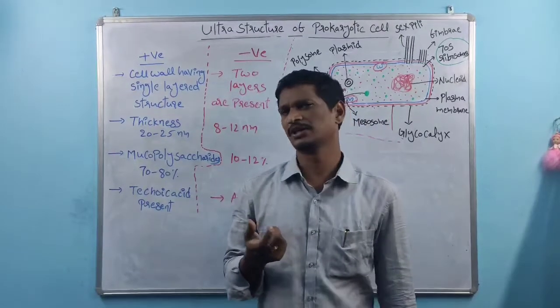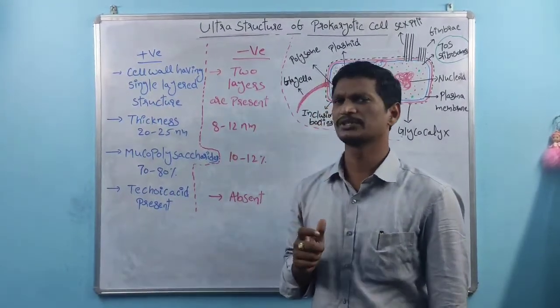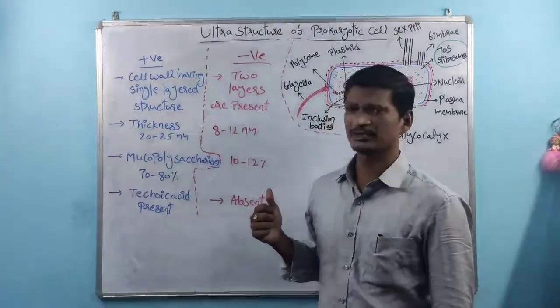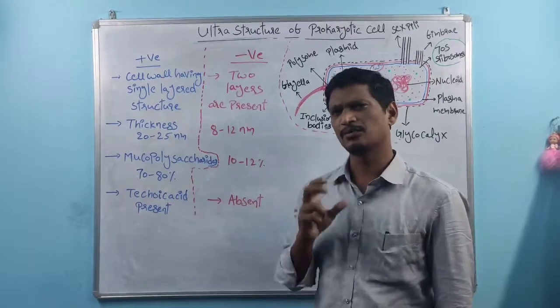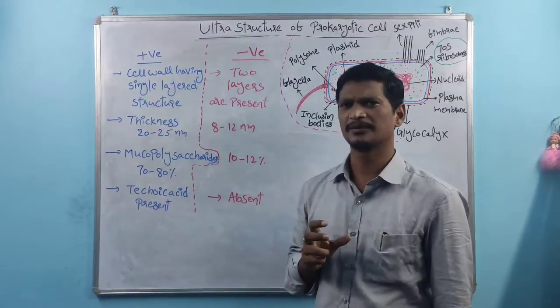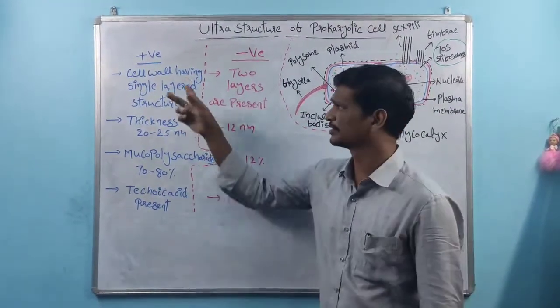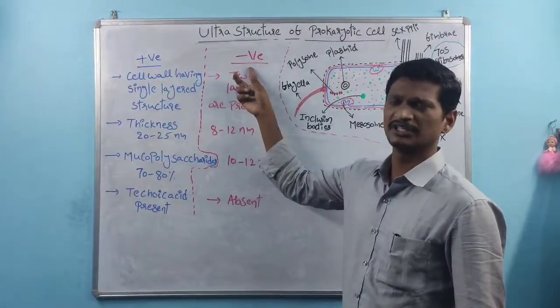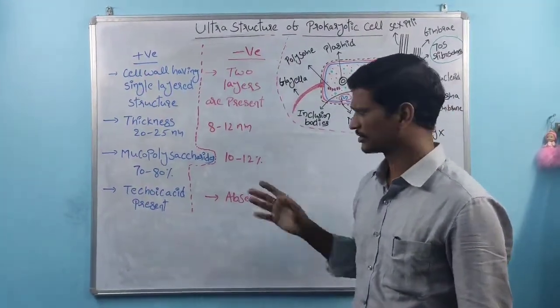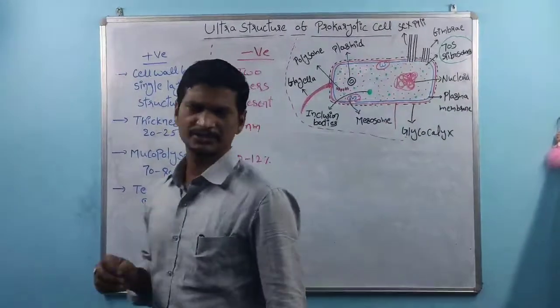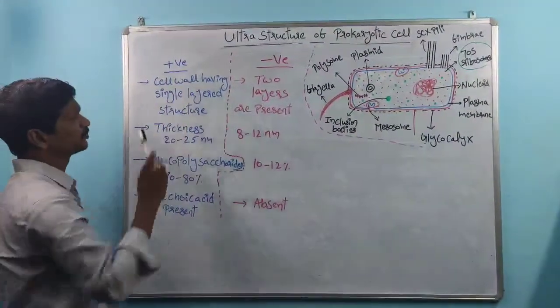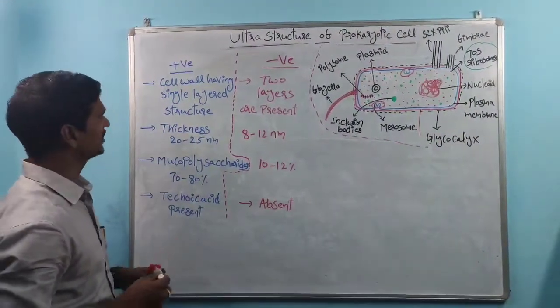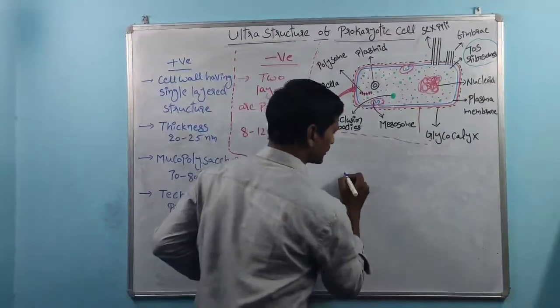Before we discuss the gram staining process, we have to discuss what chemical components are present in gram-positive bacteria, and what chemical components are present in gram-negative bacteria. We discuss that first. So, in gram-positive bacteria, there is a thick cell wall.